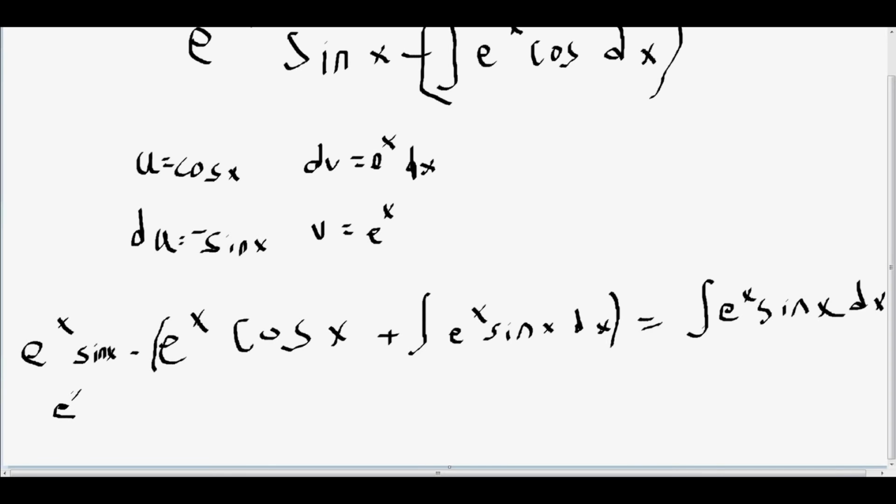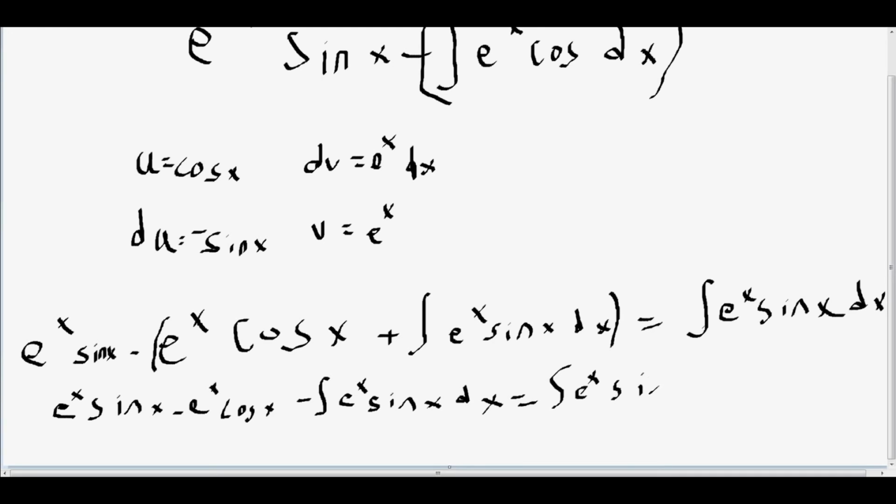Just simplify this part of the problem, e to the x sine x minus e to the x cosine x. Distribute the negative, so that's minus the integral of e to the x sine x dx equals this integral of e to the x sine x dx. This and this are the same thing, so just bring this to the other side. You get e to the x sine x minus e to the x cosine x equals 2 times the integral of e to the x sine x dx.